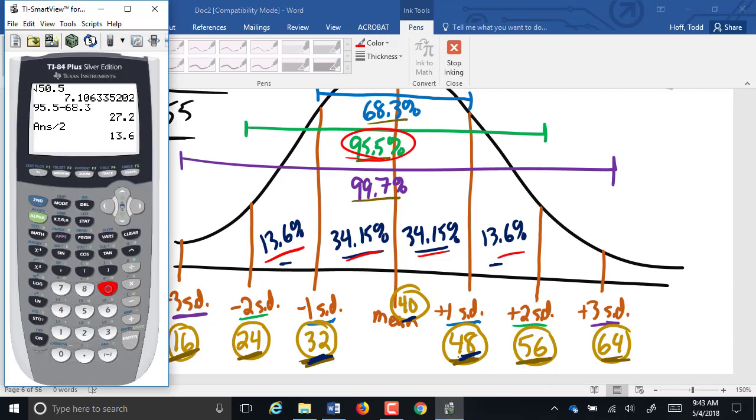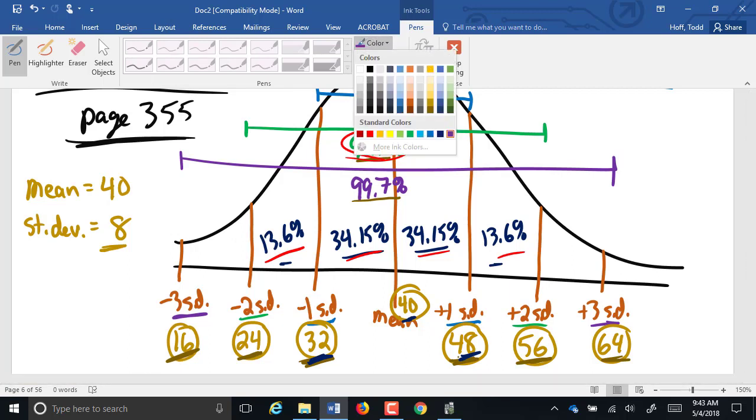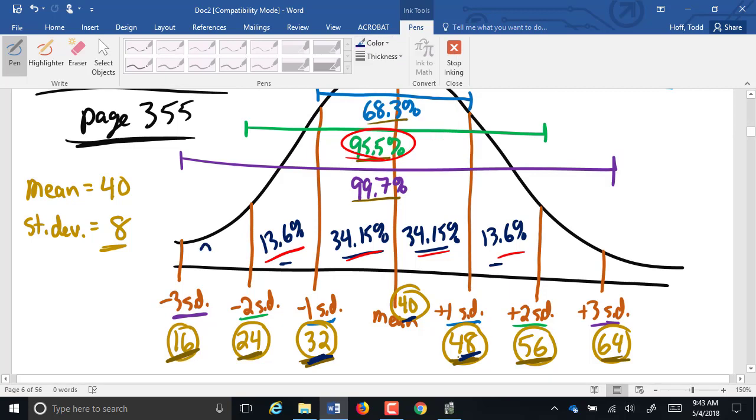As I keep going out, this, of course, is 2.1% then here. I just found the difference between what I already had here and then what that next number was, and then whatever that difference was, I split it between the two ends. So 2.1% here and 2.1% here. And then, of course, that means there's 0.15% outside of the 3 standard deviations on both ends.